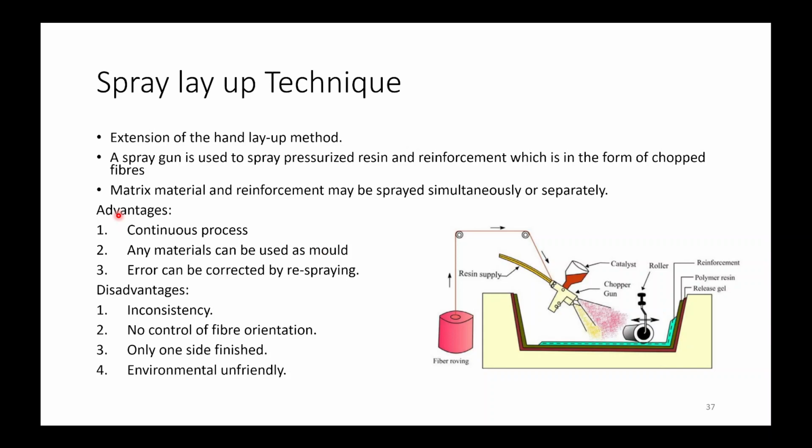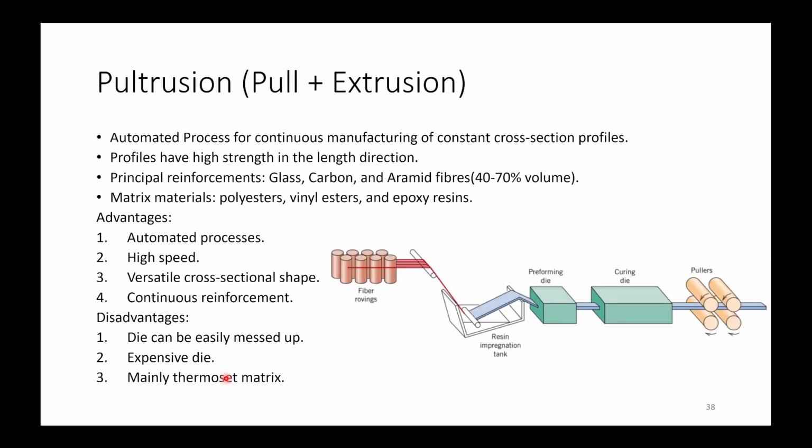Now matrix material and reinforcement may be sprayed simultaneously or separately. The advantage is that it is a continuous process. Any material can be used as mold and errors can be corrected by respray. The disadvantages are that this is inconsistent. It has no control of fiber orientation, only one side is finished, and it is environmentally unfriendly.